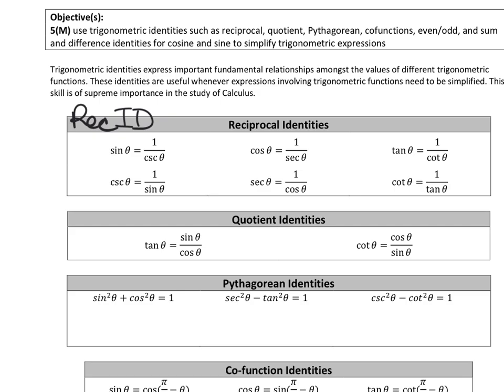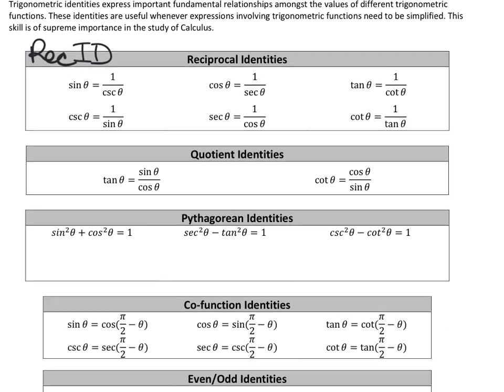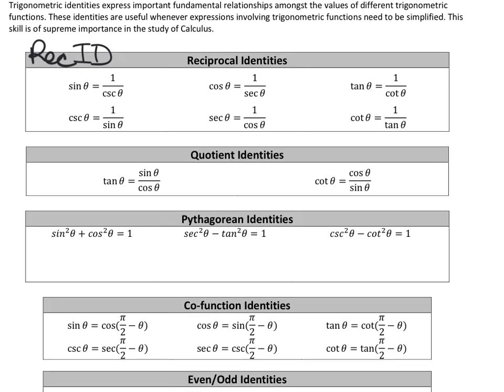Quotient identities are also familiar to us, right? Tangent is sine over cosine, which means cotangent is the reciprocal of that since they're reciprocals. Those are called quotient identities because they create fractions between the trig functions themselves. The shorthand I'm going to use is QUOTID, quotient identity. Just too many letters if you write all of that out. But after that, the rest of this is pretty much going to be new for you.